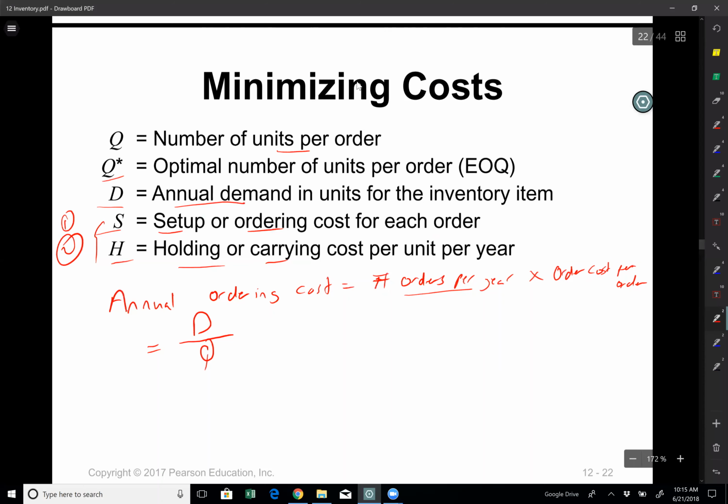If I give an example here, say if I'm ordering every time 100 units, and if my yearly demand is 1,000 units, 1,000 over 100, which means 10. That means that every year I need to order 10 times to be able to have my demand satisfied, which is 1,000. That's why D over Q, 1,000 over 100, times my order cost, which is S. Let's say if I spend every time I order $100, basically I need to multiply this D over Q number of orders by S. That would give me my annual ordering cost.